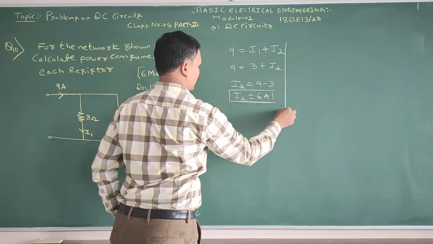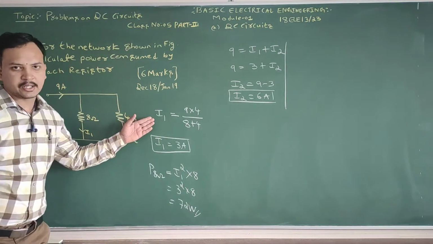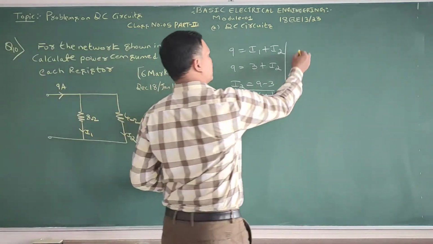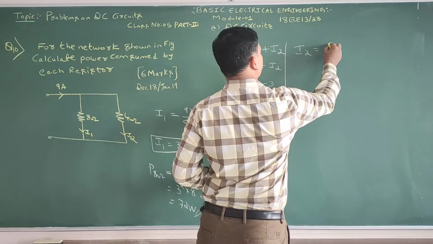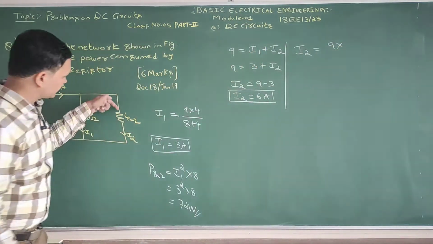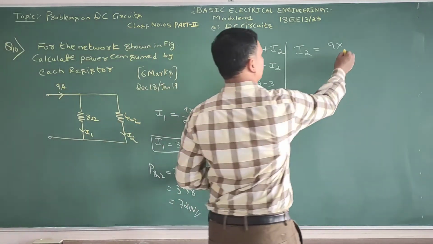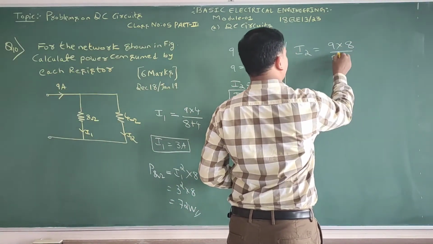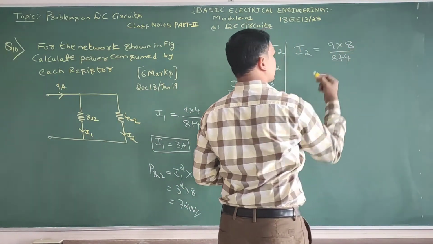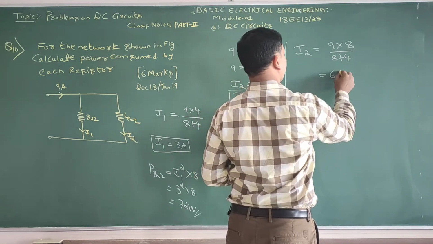This is one approach. Otherwise, we can apply the current division rule once again. So that is, I2 is equal to the supply current, now I am finding current in this resistor, supply current into the other resistance which is 8, divided by the sum of the resistances, 8 plus 4. Do this in the calculator. You will get 6 ampere.